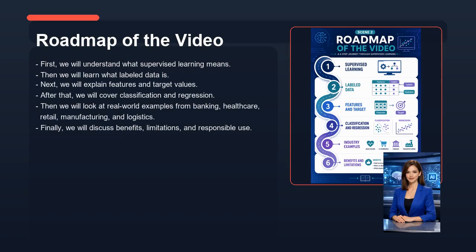Now let's look at the roadmap of the video. First, we will understand what supervised learning means. Then we will learn what labeled data is. Next, we will explain features and target values. After that, we will cover classification and regression. Then we will look at real-world examples from banking, healthcare, retail, manufacturing, and logistics. Finally, we will discuss benefits, limitations, and responsible use.